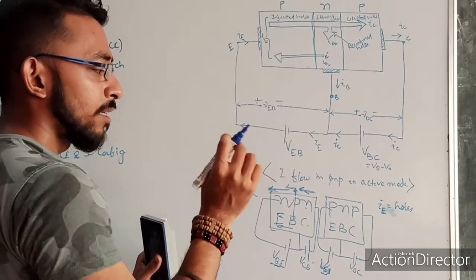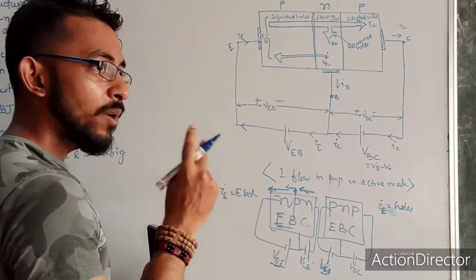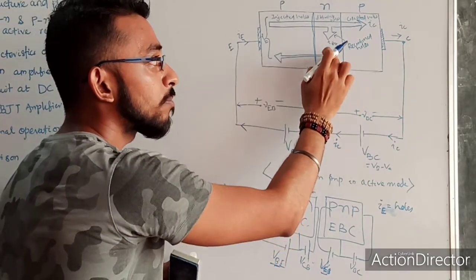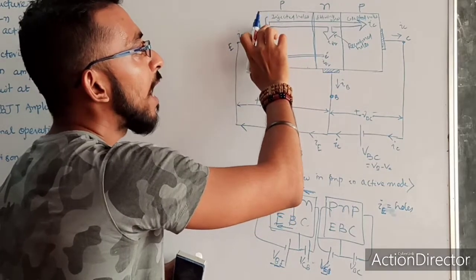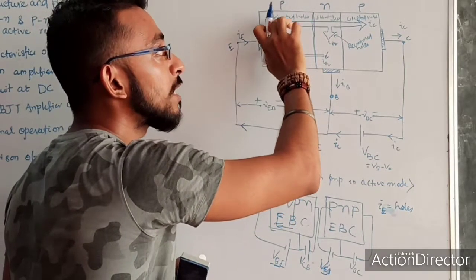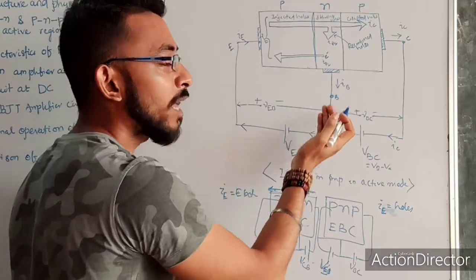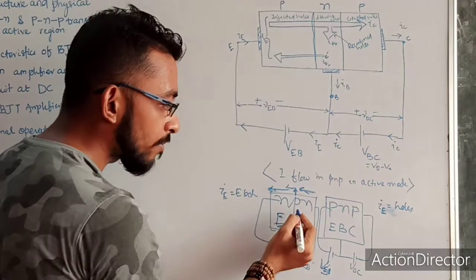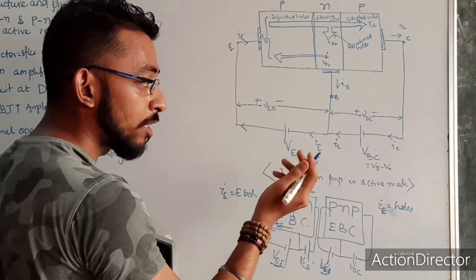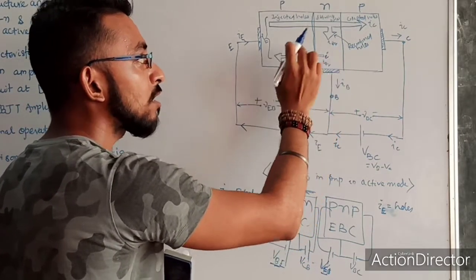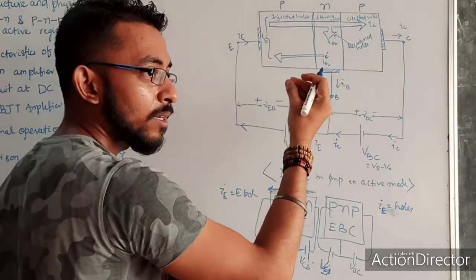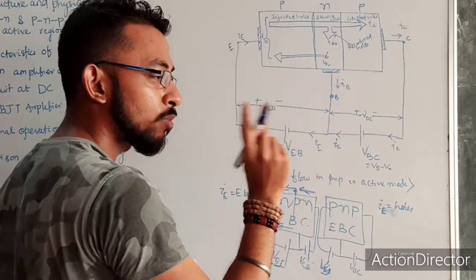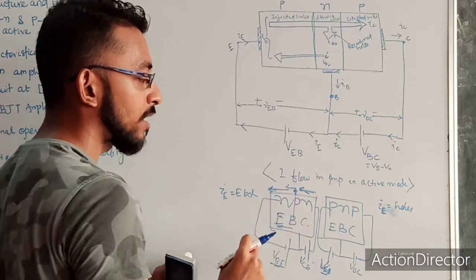Now remember in NPN there are two components for the base current. One is the injection of holes from base to emitter, and as the electrons move from P to N, there is some recombination. Because of that I have to supply more holes through the base. That's why my base current was due to two components: one, hole injection, and two, after recombination the number of holes decreases, and for that I was supplying extra holes. So because of those two components my base current was generated.